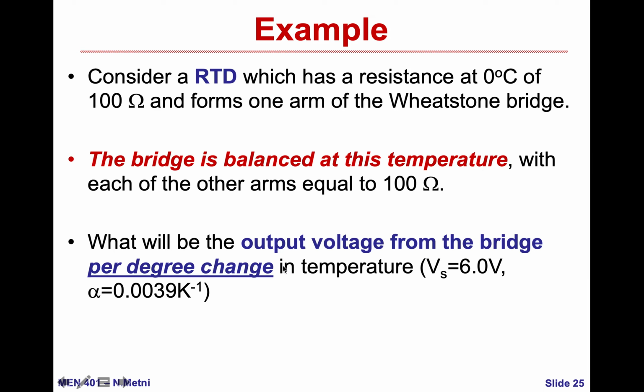The question is, what will be the output voltage from the bridge per degree change in temperature? The RTD has a sensitivity of 0.0039 per degree Kelvin and Vs of the bridge is equal to 6 volts. So I need to see what is delta V0 per every degree change. First I have to find delta R per degree change based on the formula of the RTD, and then use delta R inside the Wheatstone bridge equation to find the delta V output.